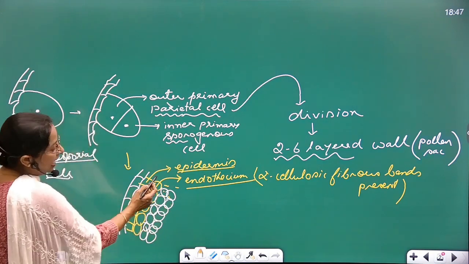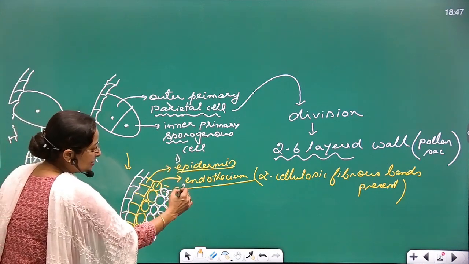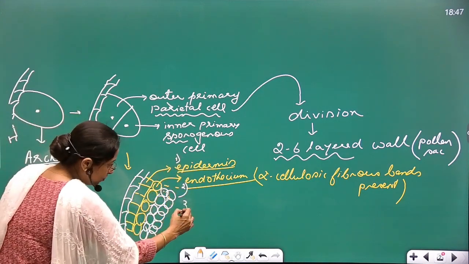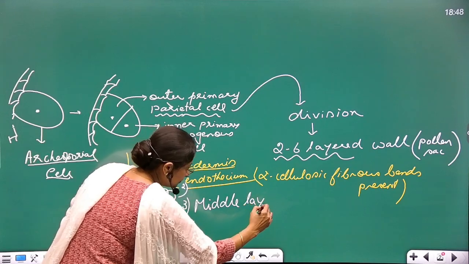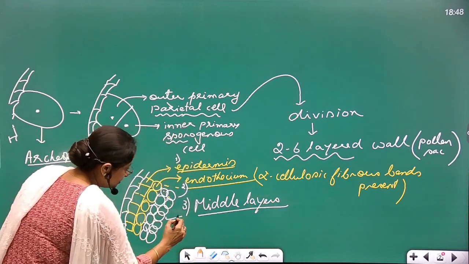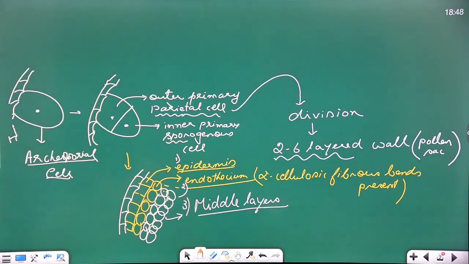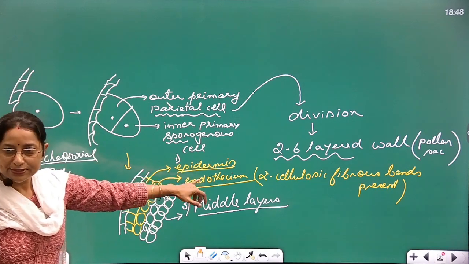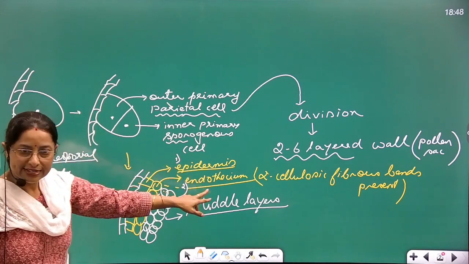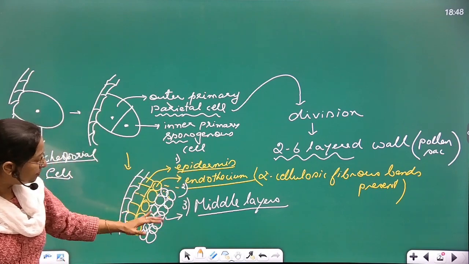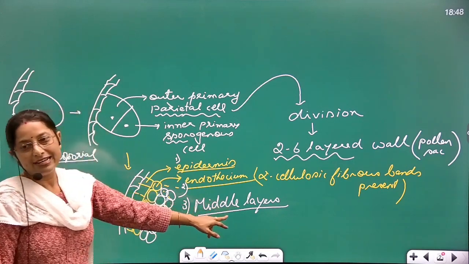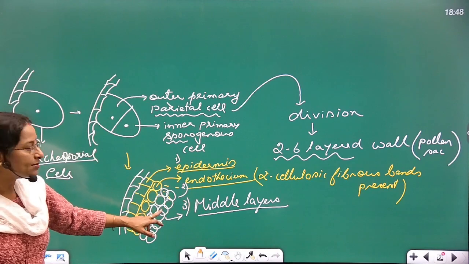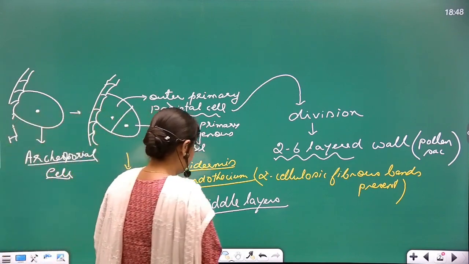The next one that we are going to study, you have to start writing from that. I think we have given this as number 1 and this as number 2. So number 3 that you will be writing today is middle layers. Is the point understood? We have written information about the epidermis and the endothecium. Below the endothecium, what you will see is the third layer, called the middle layer. So we will be writing points about the middle layer. Make a heading, middle layer.